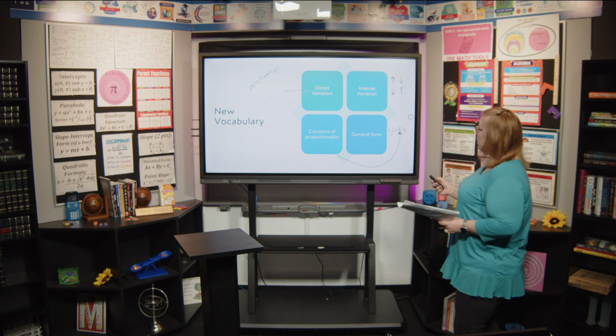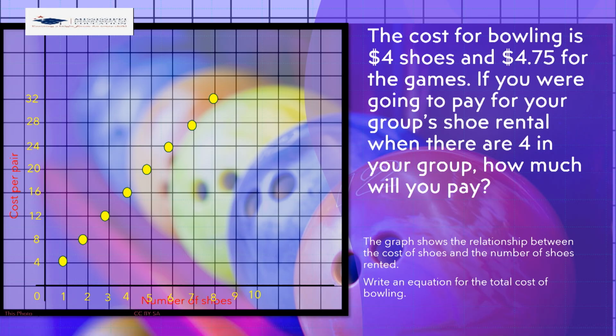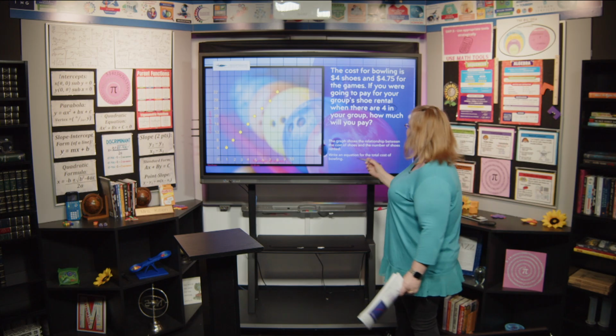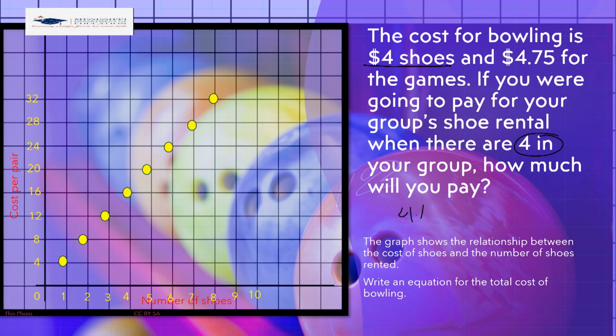So let's see. It says the cost of bowling is $4 for shoes and $4.75 for the games. If you were going to pay for your group's shoe rental when there are 4 in your group, how much would you pay? Well, as we read our passage, $4 for your shoes, and there's 4 in your group. Obviously, 4 times 4 gives you what? Excellent. So it's going to cost me $16 for my shoes.